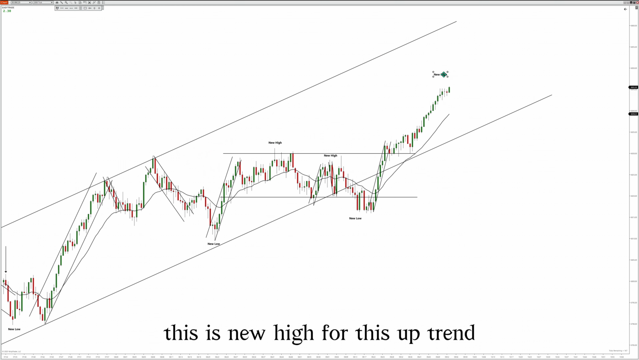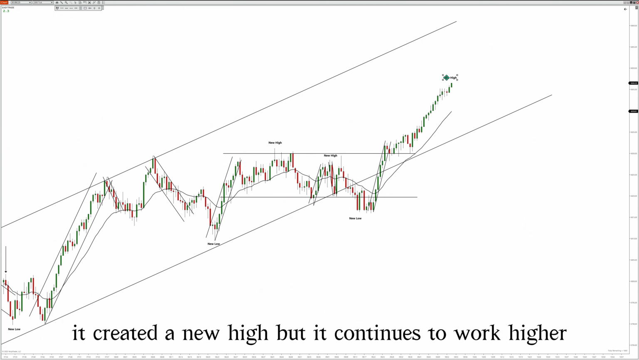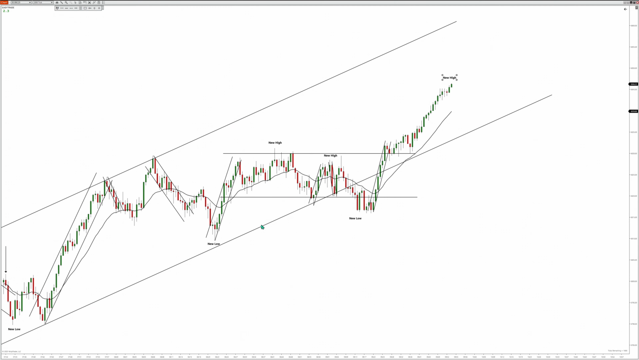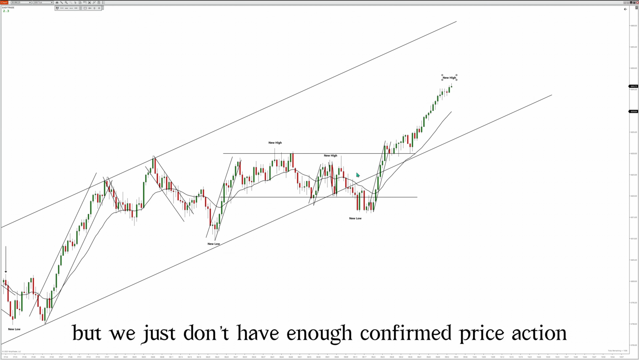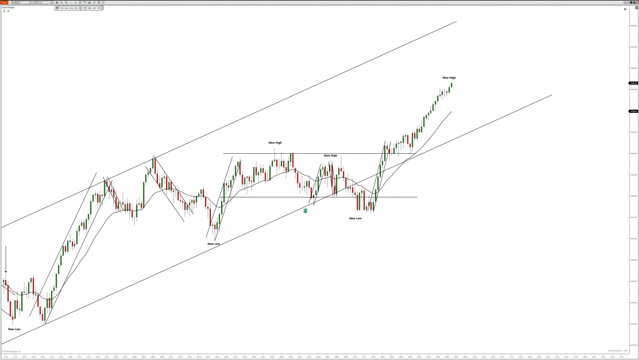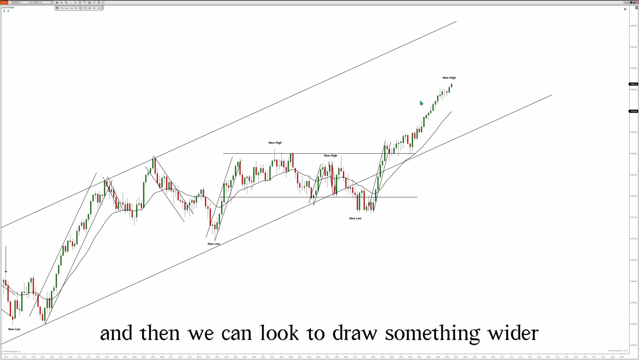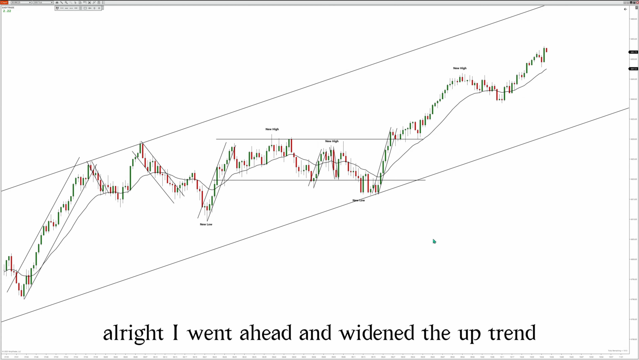Technically, this is a new high for this uptrend after the break here of this wider uptrend. It created a new high, but it continues to work higher. I'm thinking there's some kind of wider channel, but we just don't have enough confirmed price action to determine what that channel is. So I'm just sitting on my hands, waiting for a little bit more confirmation, and then we can look to draw something wider. Let's see what happens. All right, I went ahead and widened the uptrend.